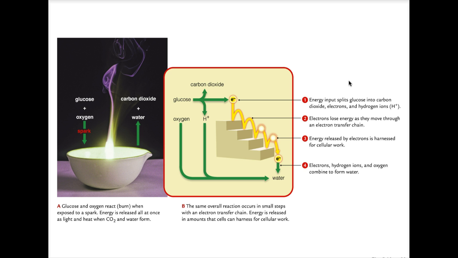Now, of course, we could have chemical reactions occur and they would release an enormous amount of energy, so much energy that our cell, which is performing a specific type of metabolic process, would not be able to use all that energy and it would just be wasted as heat.